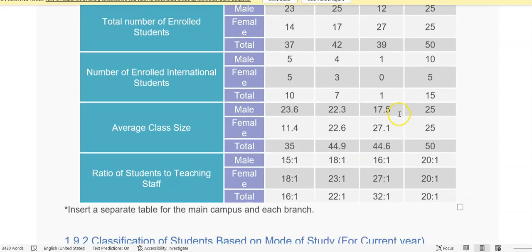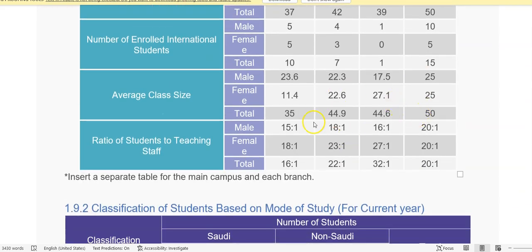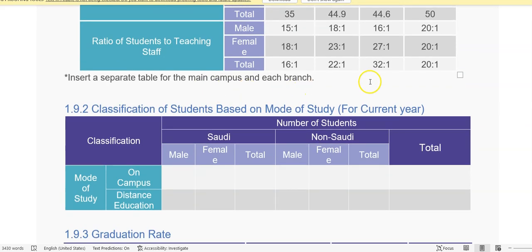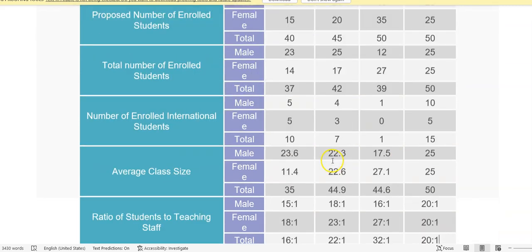Okay. Regarding expecting, you have to make your expectation close to the real. Why do they want you to write 2 years ago, last year, current year? Because based on the previous numbers you have to expect for the next year.